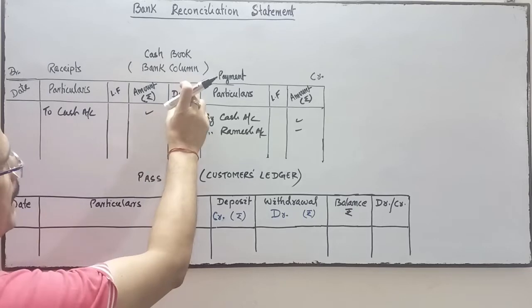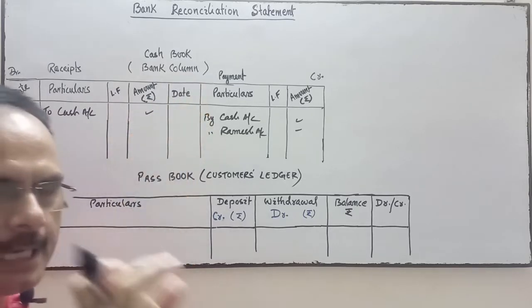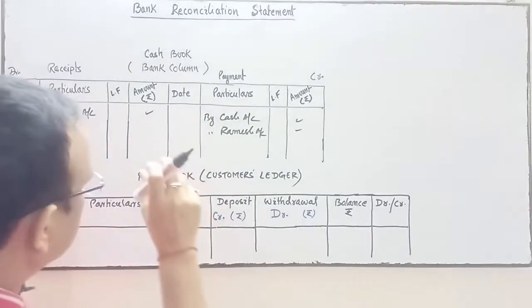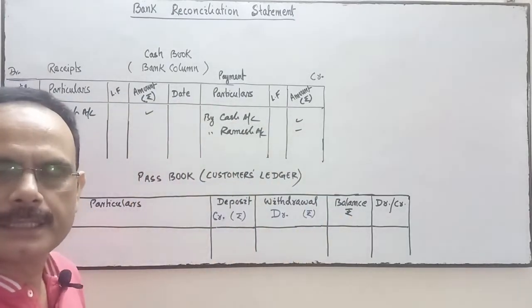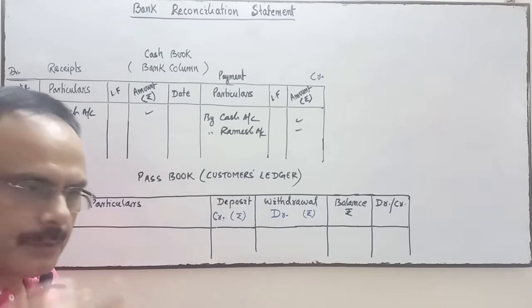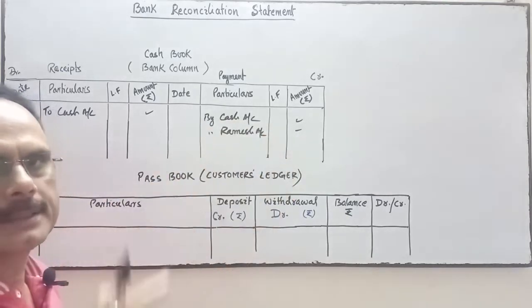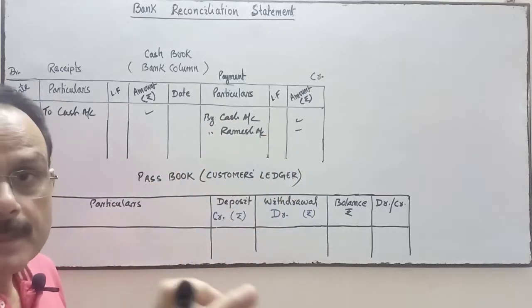Now this is operated by our accountant, means the accountant of the business. Now when we deposit the money and withdraw the money from the bank in the current account, that entry is also done by the bank in the customer's ledger.